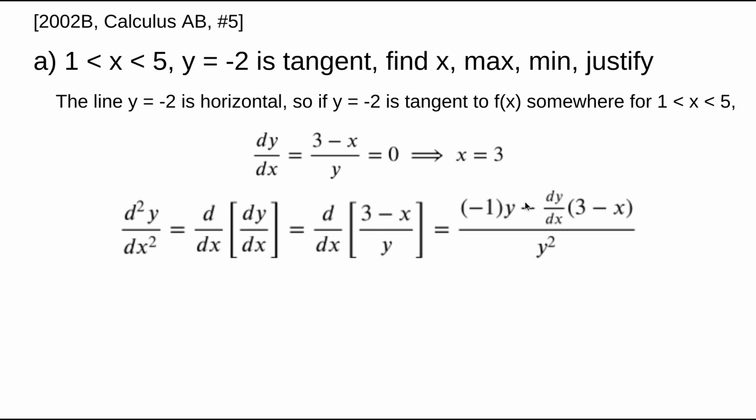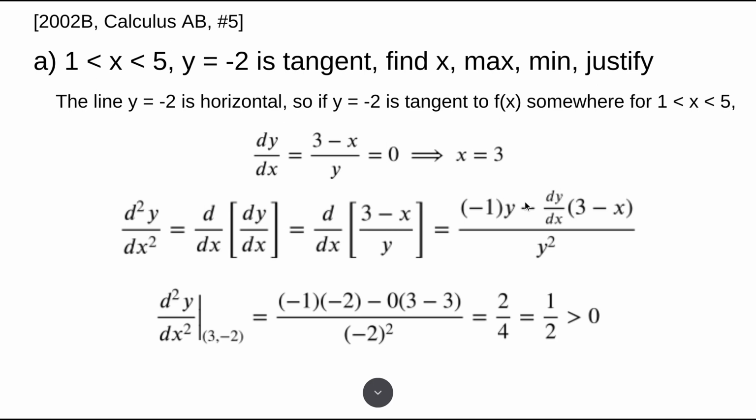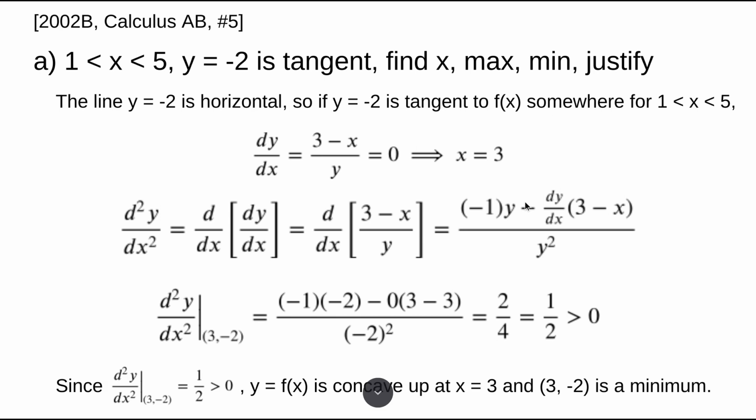So if I take my dy dx and I differentiate that to find d squared y dx squared, we get -1 times y minus dy dx times 3 minus x all over y squared. If I then evaluate that expression at the point 3, -2, eventually, after simplifying, I get +1/2, which is greater than 0. So at the point 3, -2, the function is concave up, which means this should be a minimum value at 3, -2.